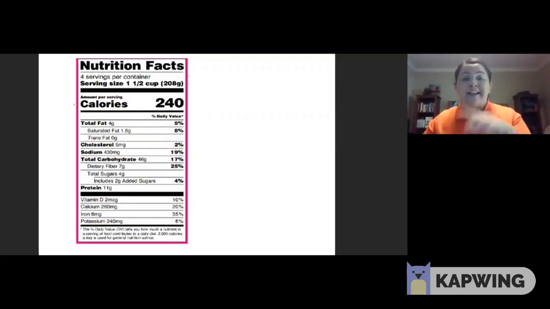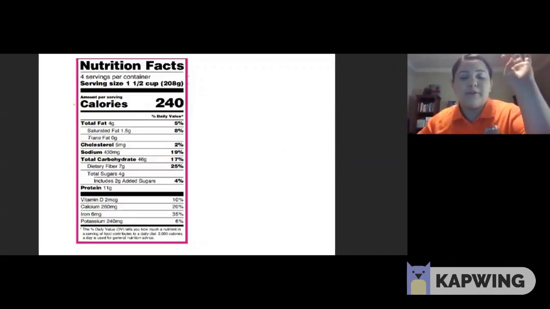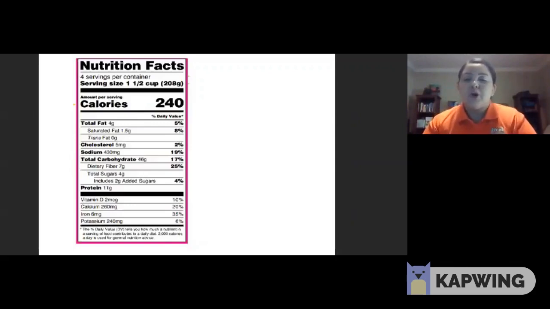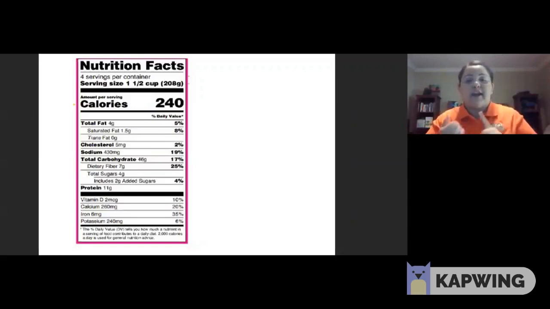But if I eat the whole bag, then I times 240 times 4, because there's 4 servings, and that's 960 calories. And you also have to multiply everything else times 4. So to maintain and achieve a healthy body weight, we have to balance the number of calories you eat and drink with the number of calories your body uses. 2,000 calories a day is the general guide for nutrition advice, but your calorie needs may be higher or lower depending on your age, if you're a boy or girl, weight, physical activity level, and much more.